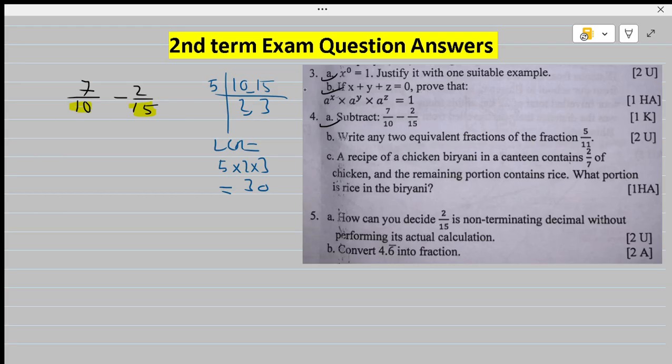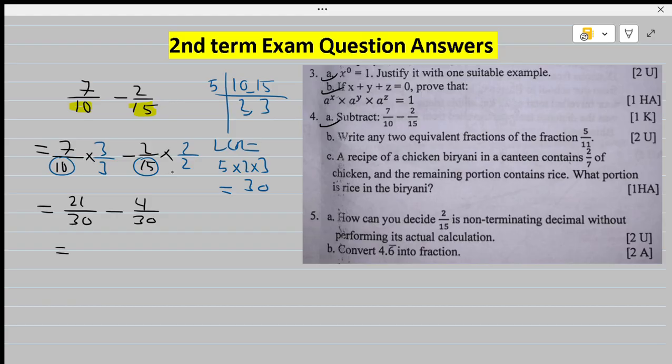And over here we convert both denominators into the LCM value 30. For that, this 10 we have to multiply with 3, so we get 30 in the denominator. So let's multiply by 3, and the same for the second fraction, 2 by 15. Here the denominator is 15, and 15 2s are 30, so we have to multiply by 2. Once we do that, 7 3s are 21, 10 3s are 30, 2 2s are 4, 15 2s are 30. Now both denominators are the same, so the numerators we copy as they are.